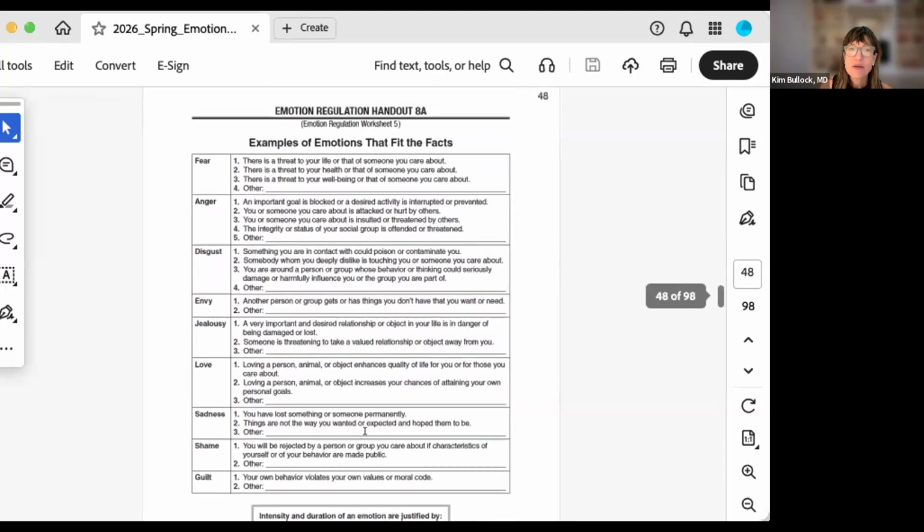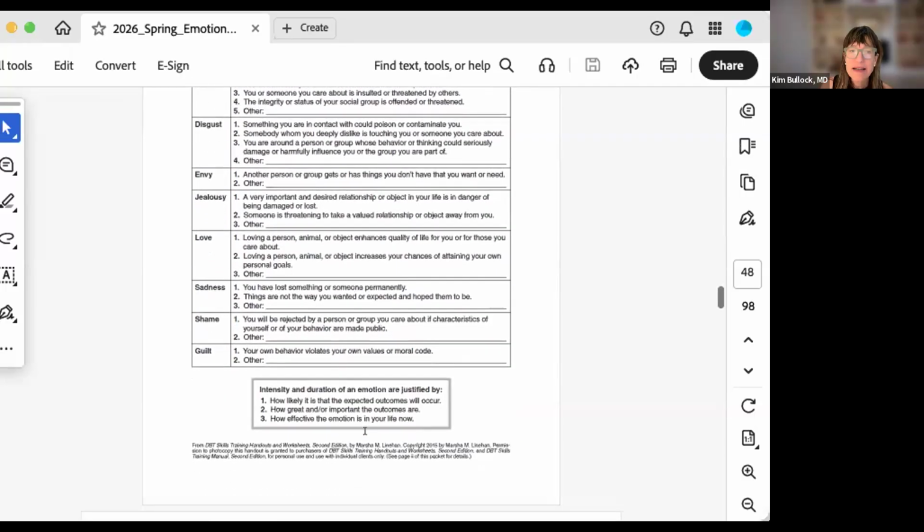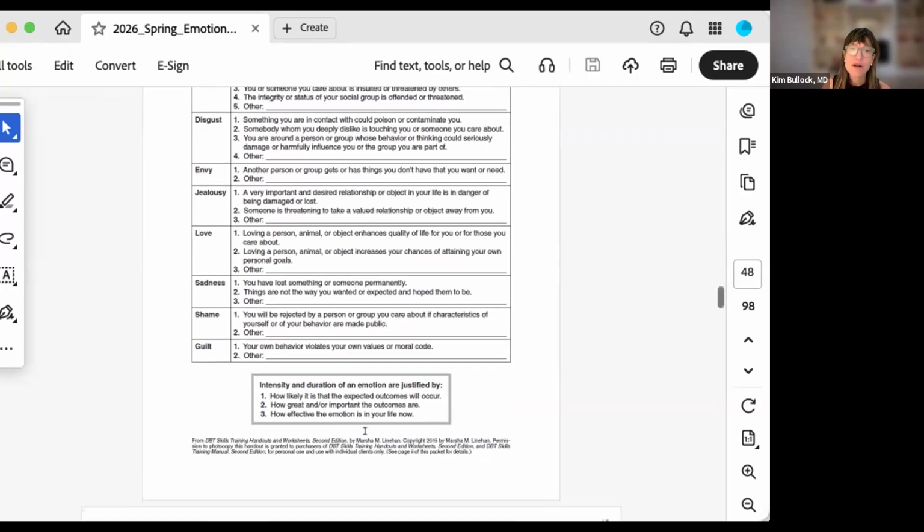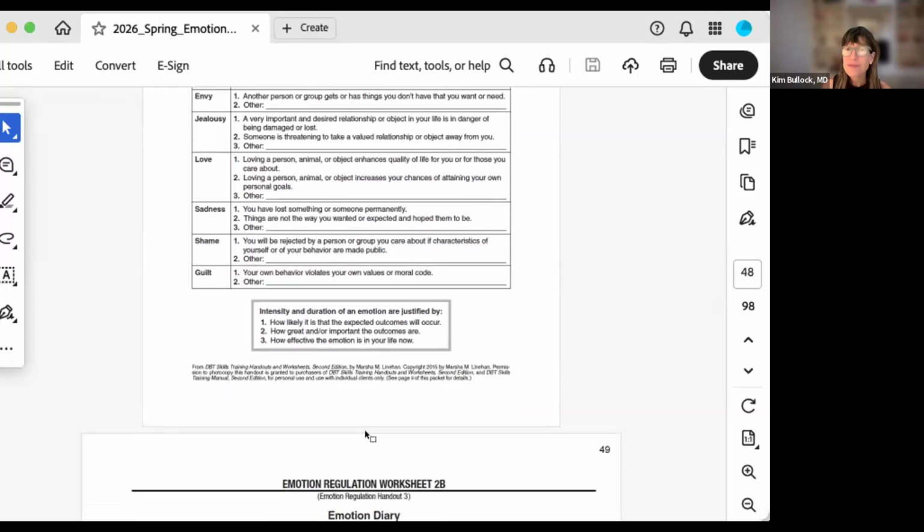And then also the intensity and duration of the emotions are justified when, one, how likely it is that the expected outcome will occur; two, how great or important the outcomes are; and three, how effective the emotions are in your life right now.